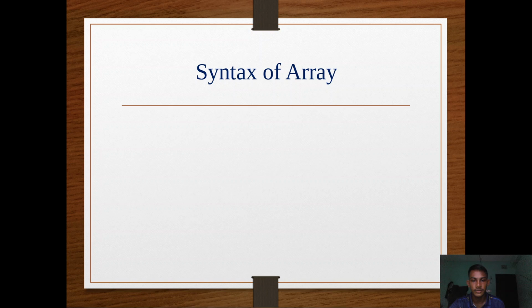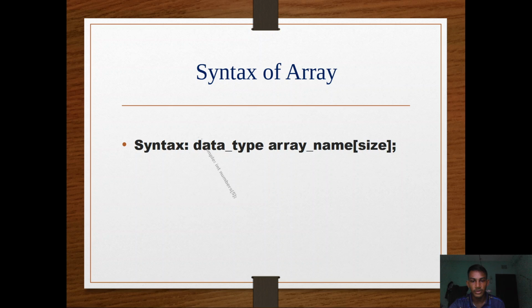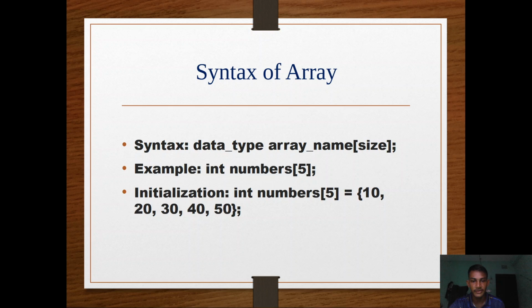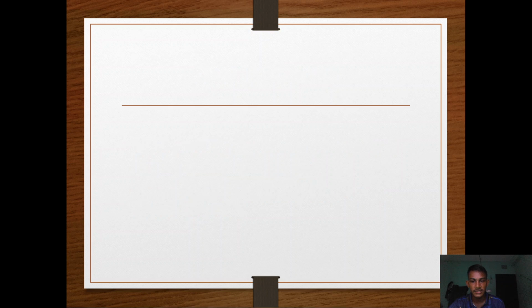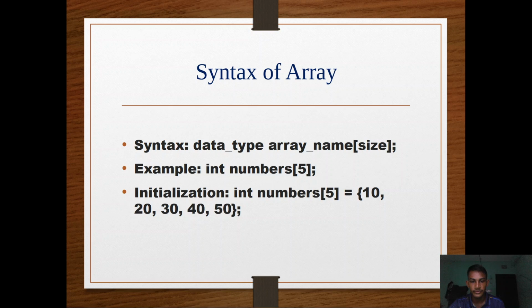Syntax of array. The syntax of an array is very simple. We first write the data type, then the array name. Inside square brackets we write the size. For example, int number[5].